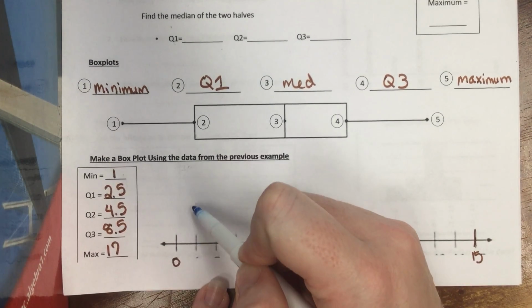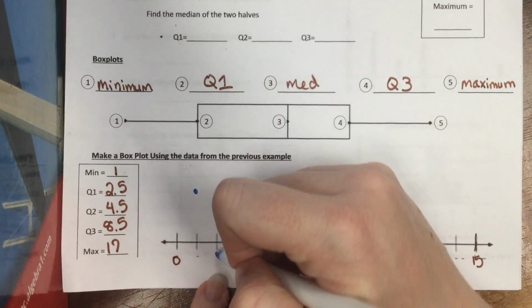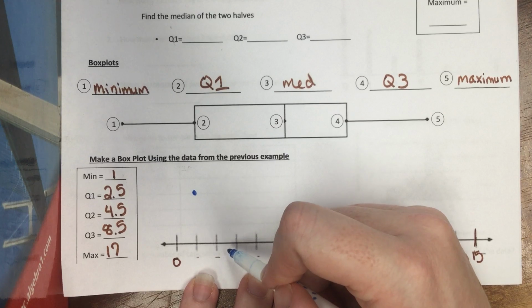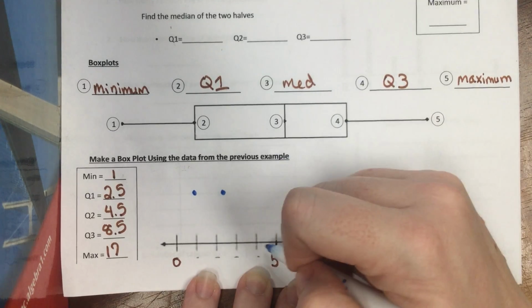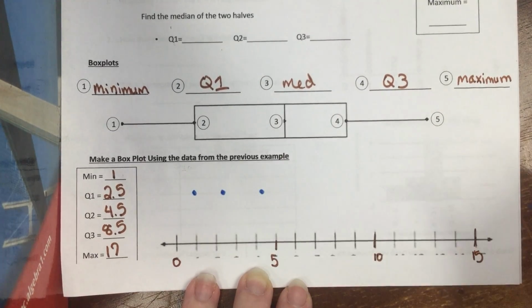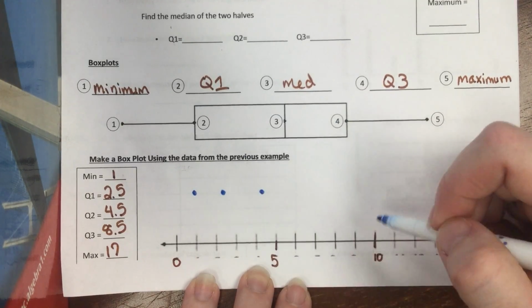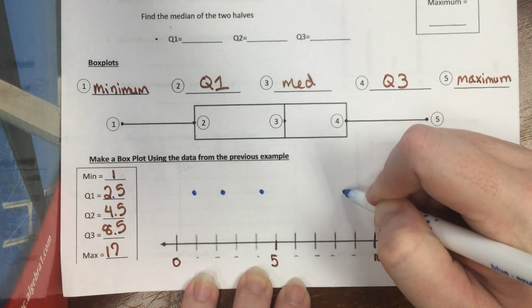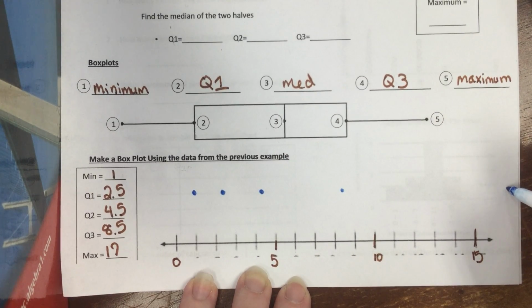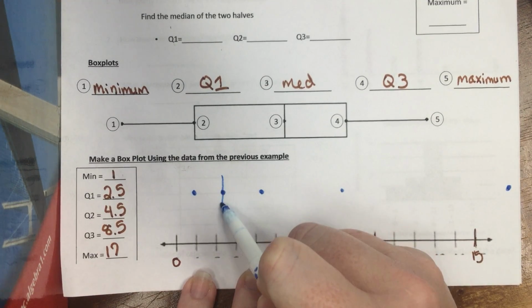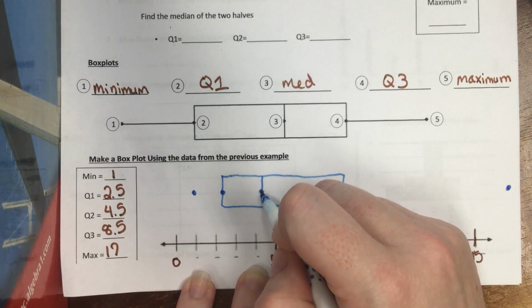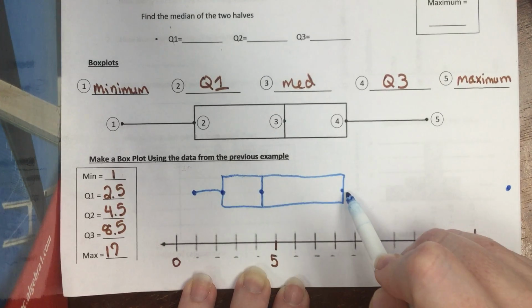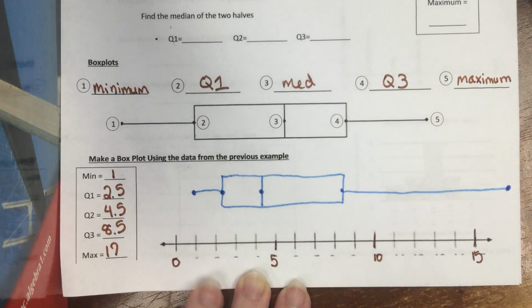All right, so your minimum is 1. Q1 is 2.5. There's not a 2.5 mark on here, so it's not going to be perfect. Just do the best you can, get in between 2 and 3 and make a dot. Same thing for 4.5. Just make sure it's in between 4 and 5. Same thing for 8.5. All right, and my 17 is going to be way off the side. We can't quite see it. All right, then you're going to draw your box around your middle 3. Draw a line through your median, and then draw lines out to your max and min. Draw in your whiskers.